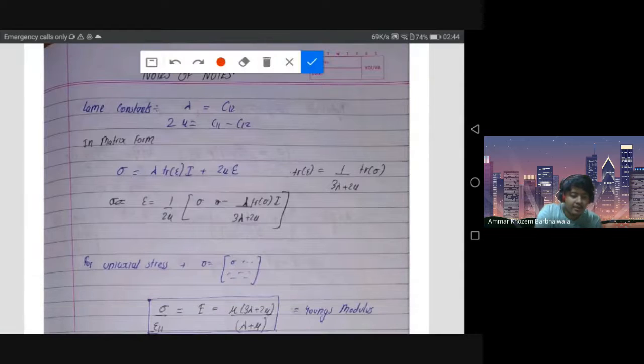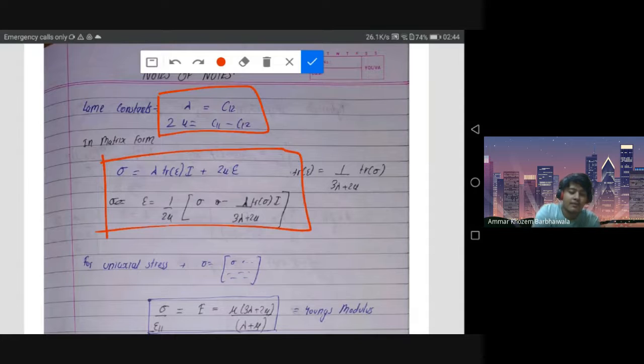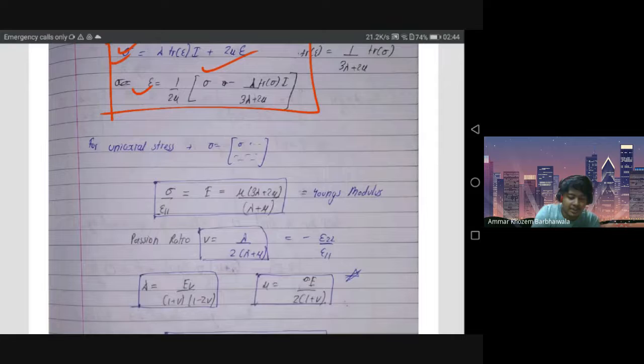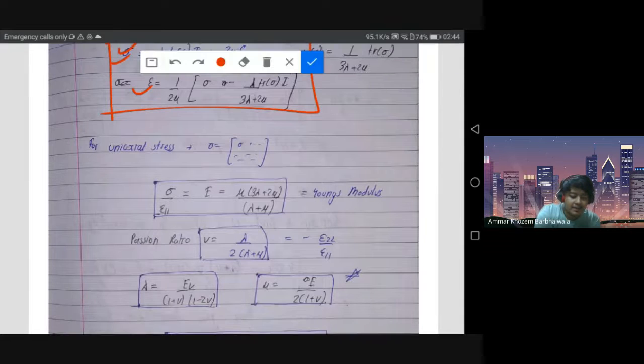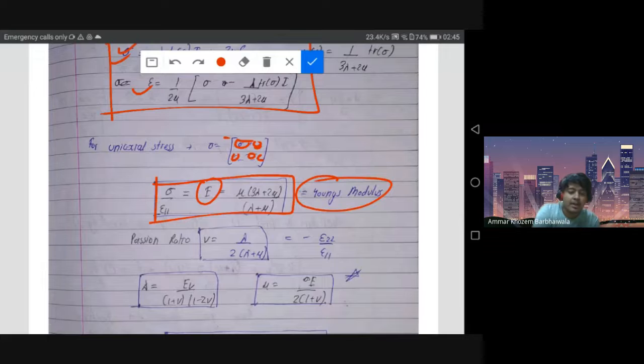These are the Lamé constants which we initially derived, and in matrix form we have these two equations which we wrote: sigma in terms of epsilon and epsilon in terms of sigma. Now for the case of uniaxial stress, sigma has only one nonzero component and the rest are zero. We can define sigma upon epsilon 1 1 as E, where E is the Young's modulus, as we defined it, and it's related to lambda and mu like this.